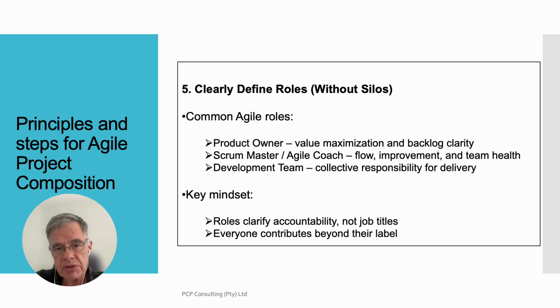Clearly defined roles without silos. Common Agile roles. Product owner, value maximization and backlog clarity. Scrum Master, Agile coach, flow, improvement and team health. Development team, collective responsibility for delivery. Key mindset. Roles clarify accountability, not job titles. Everyone contributes beyond their label.